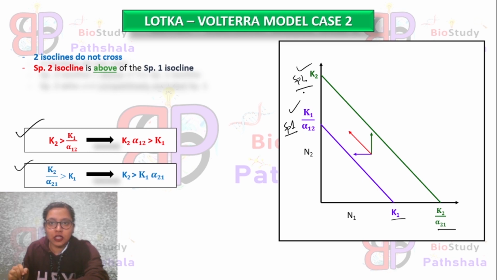So what will be the conclusion of this case study? If we assume a point in between these two lines, for say this is a point, this point will be showing increasing population for species 2 while decreasing population for species 1, and the resultant of this point will be showing the direction towards K2, that is the carrying capacity of species 2.